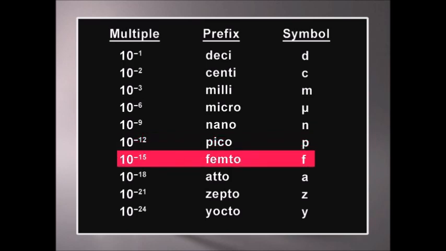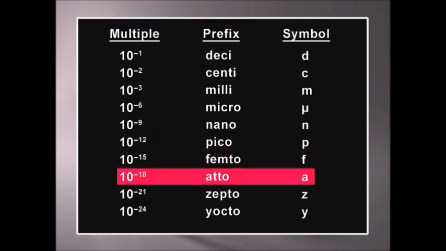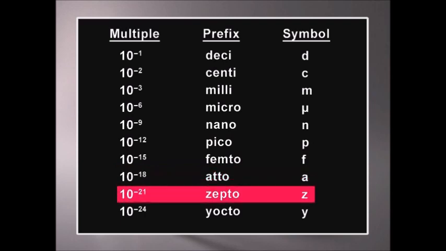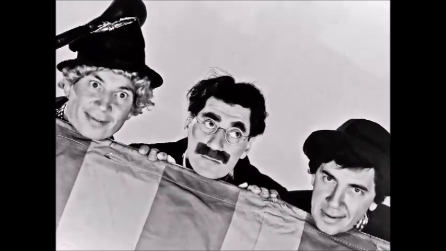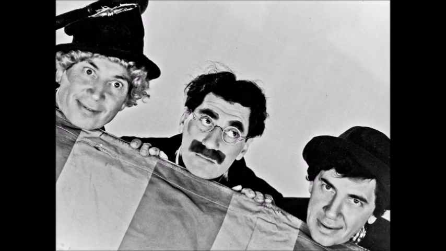10 to the minus 15th, femto, f. 10 to the minus 18th, atto, a. 10 to the minus 21st, zepto, z. And 10 to the minus 24th, yocto, y. If you ever heard of the Marx Brothers, somehow the last 2 prefixes remind me of Chico, Harpo, Zeppo, and Yocto. Now you may think that this is a rather complete introduction to the metric or SI system of measurement.